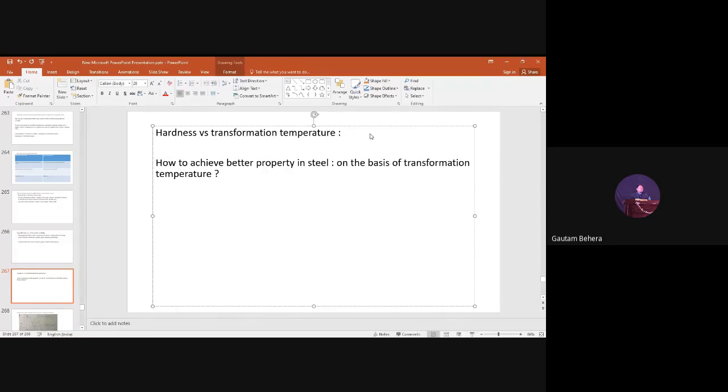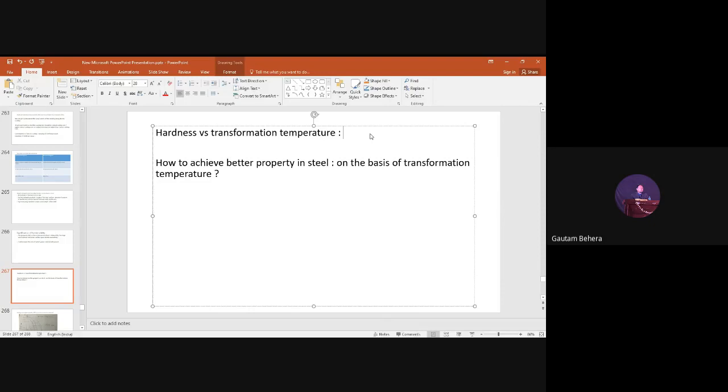So the lower the transformation temperature, the higher the hardness. What is the justification for that? The lower the transformation temperature, the faster the quenching, and that's why the hardness is higher, or the structure often will be a non-equilibrium microstructure. Yes, sir. The non-equilibrium microstructure. Yes, that is the answer.